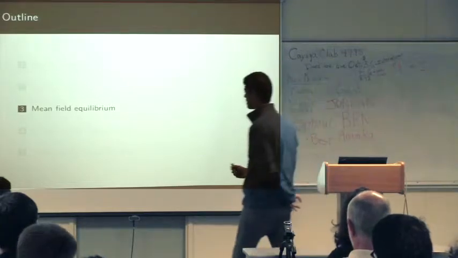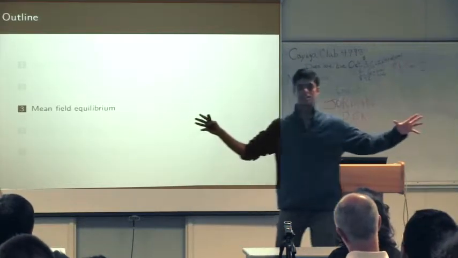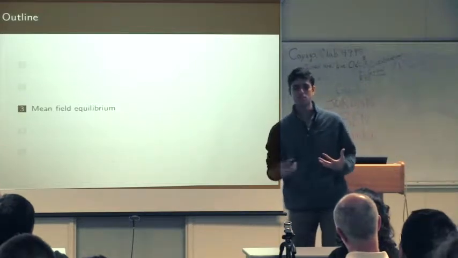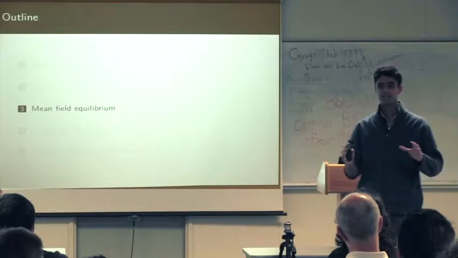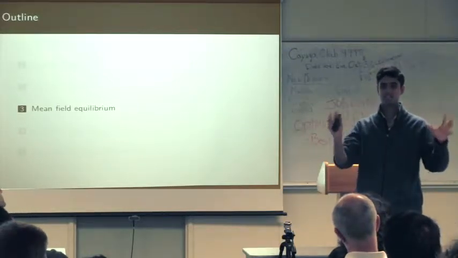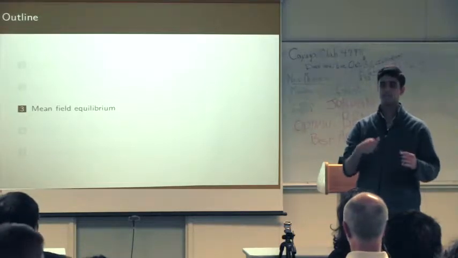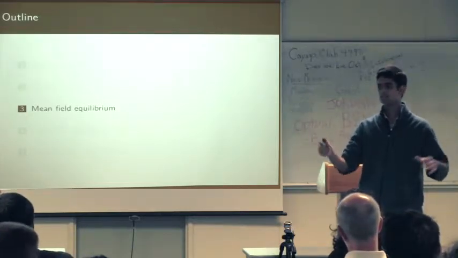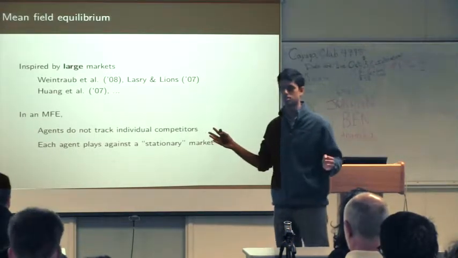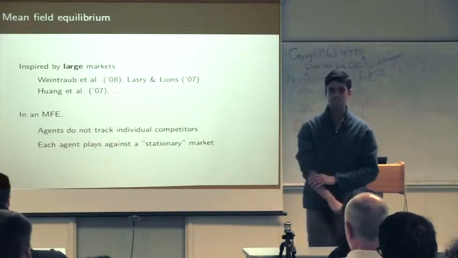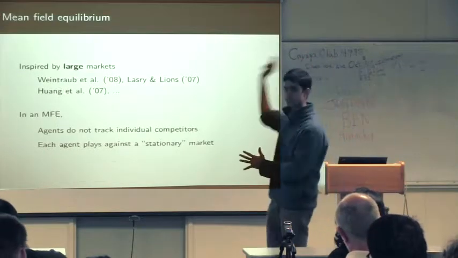So the main idea of a mean field equilibrium is that if the market size is really large, then it doesn't make sense for you to track each and every competitor, but rather assume that the rest of the market is going to be in a stationary state, and now you are just a single person who is playing repeatedly against a stationary market. So this is basically a large market approximation, and there is a long line of literature going back in economics and so on.